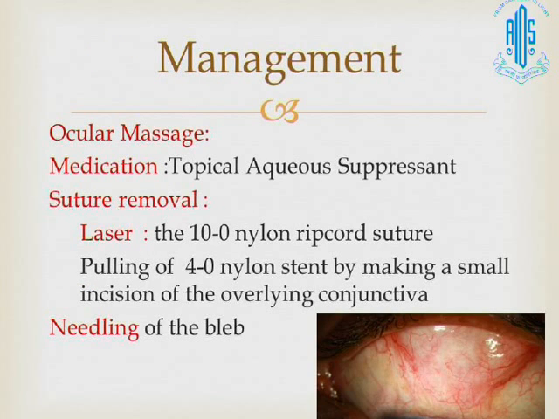How do I manage? First step is always do the ocular massage. Try to see whether the bleb is coming up with the massage. Then add the medication, preferably topical, and systemic aqueous suppression should be used. Suture removal: if you have that ripcord suture and a stent, try to pull it out or cut it with the laser machine. And needling in a rare case.